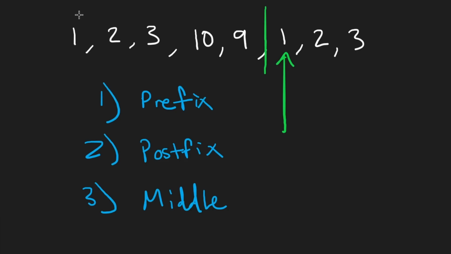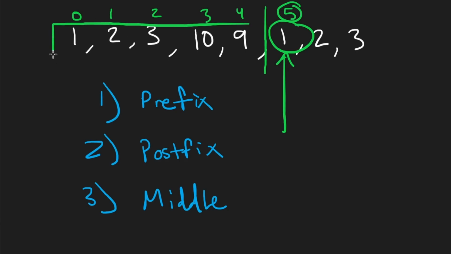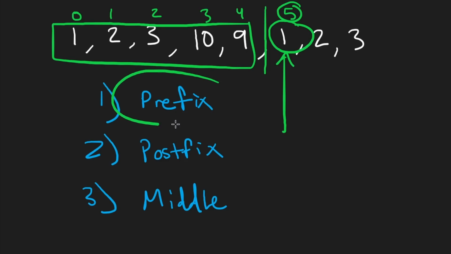And if you notice, look, the indexes are like this. When my right pointer is over here, it's at index 5, and there's exactly 5 elements to the left of it. So that will actually tell us what is the length of that prefix.